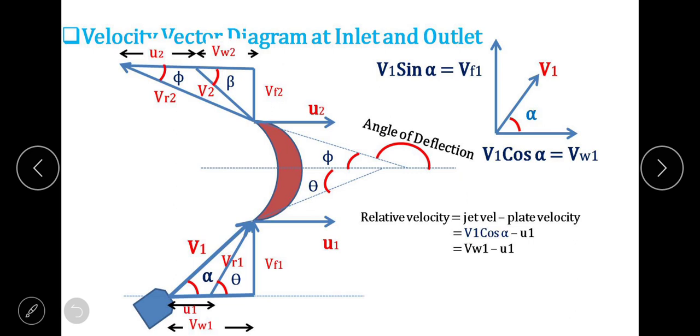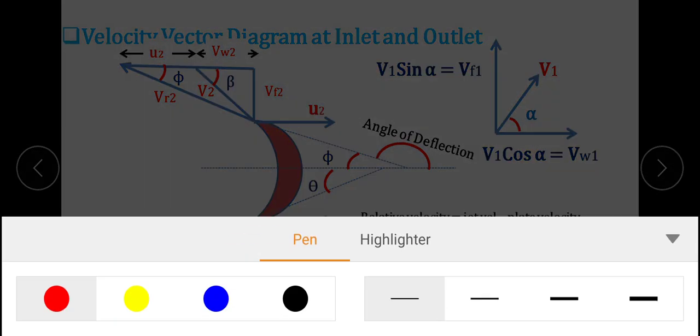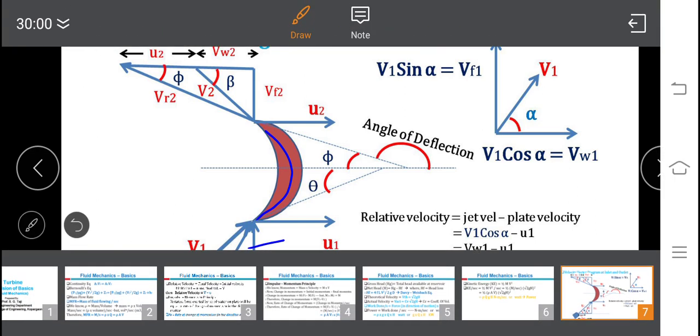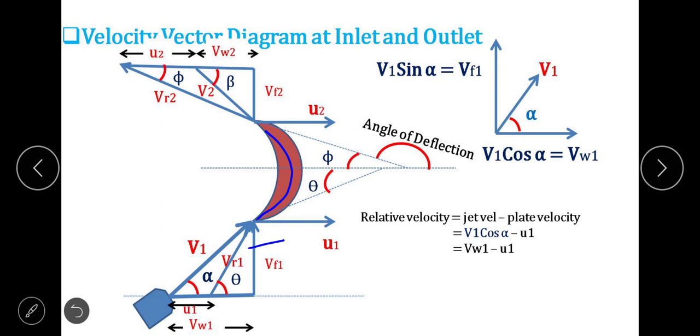Velocity vector diagram at inlet and outlet. Suppose you consider a plate which is a curved one, as shown here. When the jet of water enters the vane with velocity v1 at an angle alpha, that is the jet angle, where theta is the vane angle, u1 is the velocity of the plate in the direction of jet.